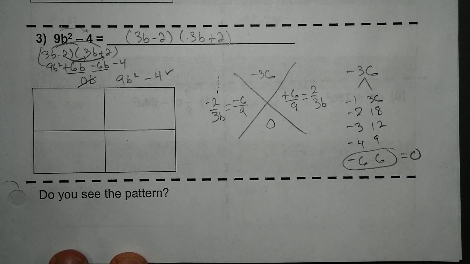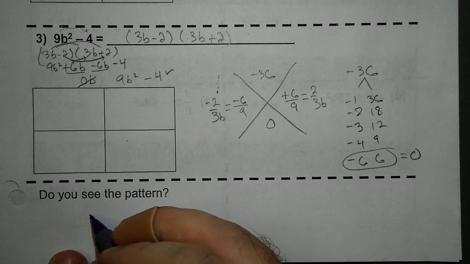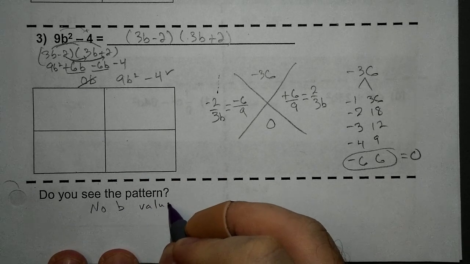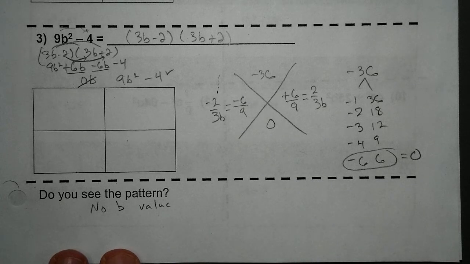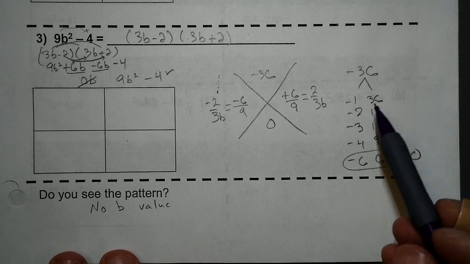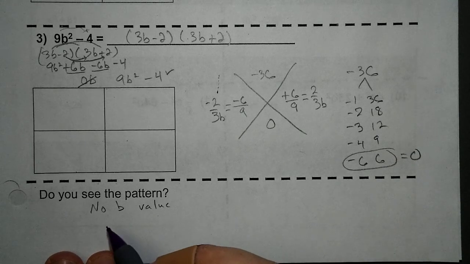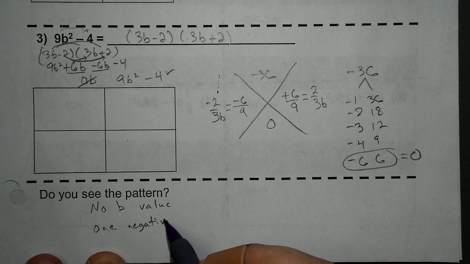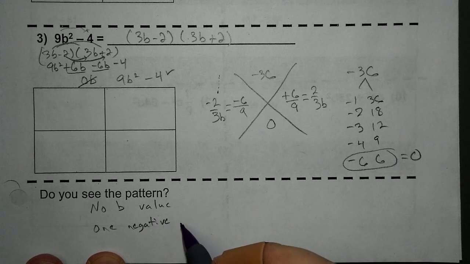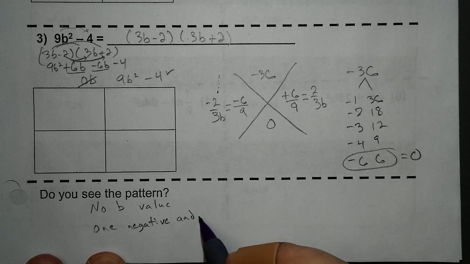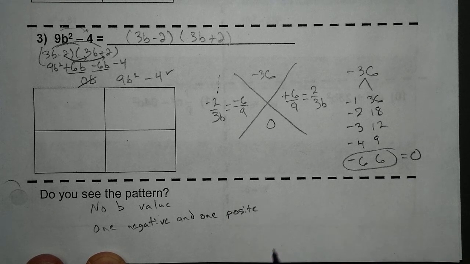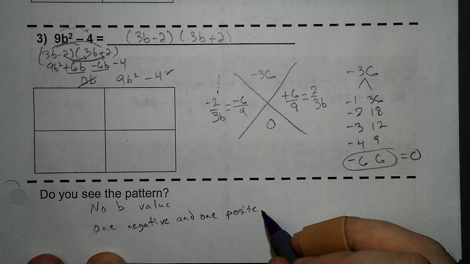Now, the pattern I'm seeing is, first off, there's no b value. Our middle term is just canceling out. The only way we get no b value is within our factors. We have one negative and the same number positive.